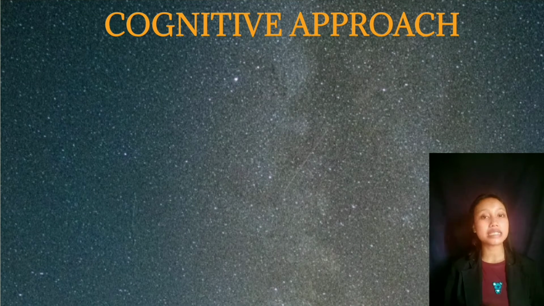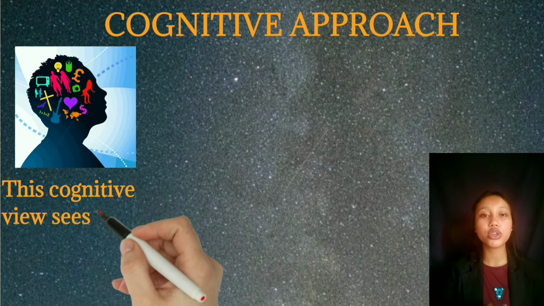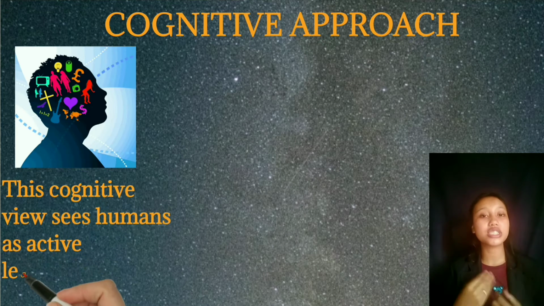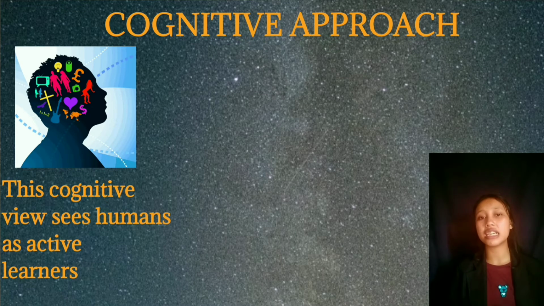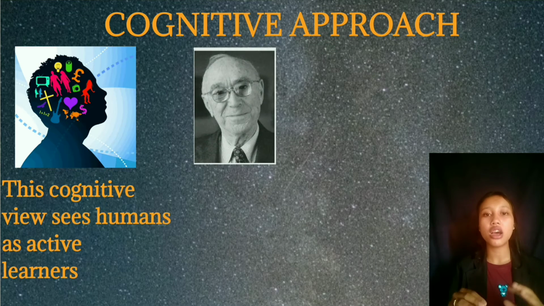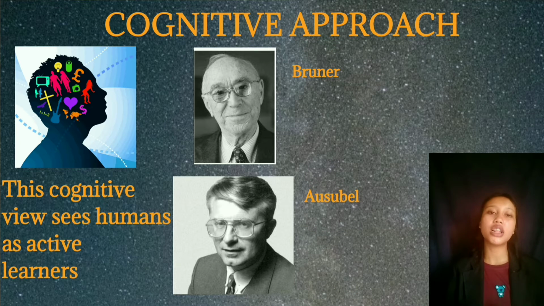Okay guys, the second one is the cognitive approach. This approach emerged because of dissatisfaction with the behaviorism approach. This cognitive view sees humans as active learners who initiate experience by seeking information to solve problems. According to this perspective, learning is seen as a changing understanding. This cognitive view is in line with the educational theories of Bruner and Ausubel. With this approach, teachers teach learning strategies such as summarizing, organizing, planning, and taking notes.